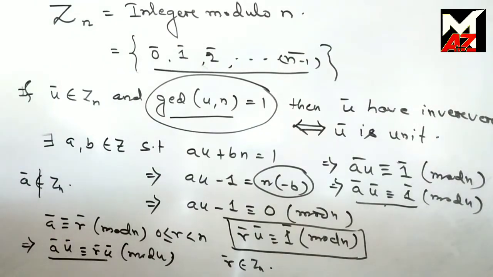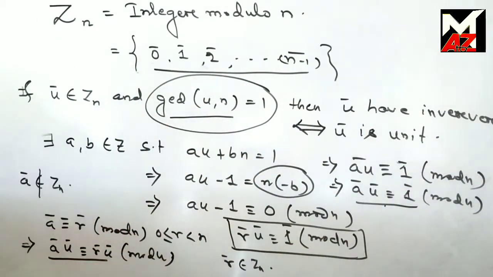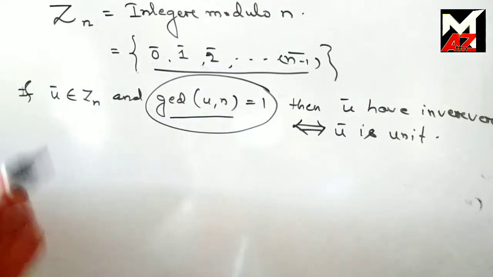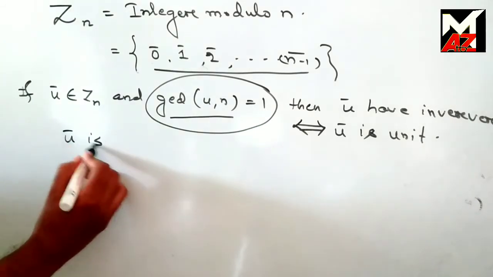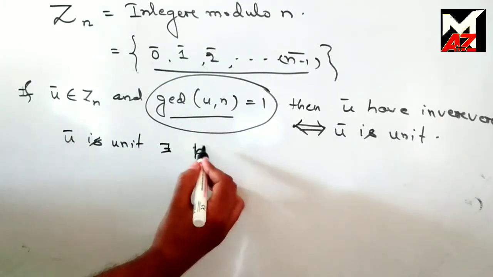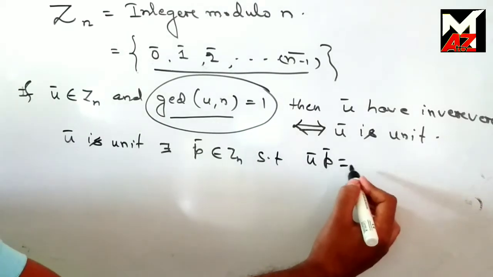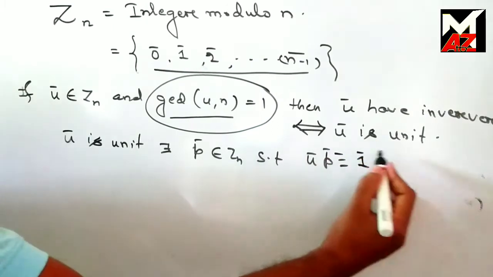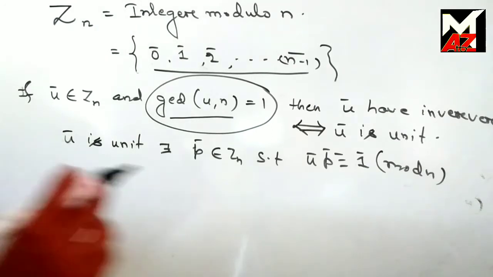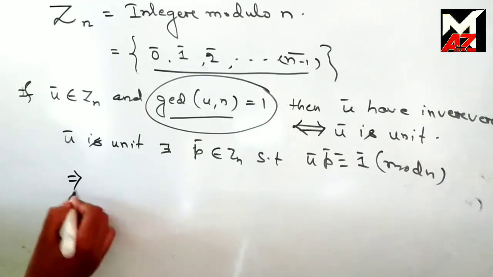Now we prove the second part. From this we get this part. Here we take U class as a unit in Zn. Since U class is a unit, there exists P class belonging to Zn such that U class into P class is congruent to 1 mod n.